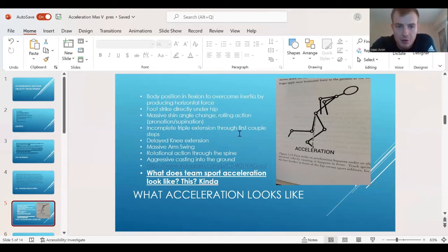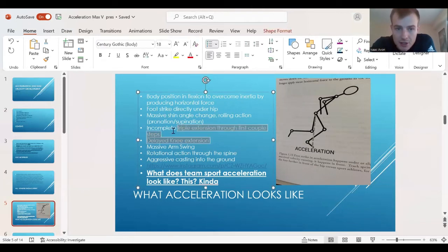Incomplete triple extension through the first couple steps. A massive misconception there about acceleration, right? We are not necessarily going to full triple extension. It's a delayed knee extension that looks like a full triple extension, but our hip is not actually going all the way through, and we're not going into complete plantar flexion. So a little bit different than what you would think.